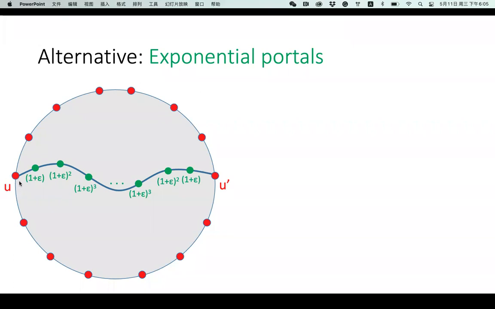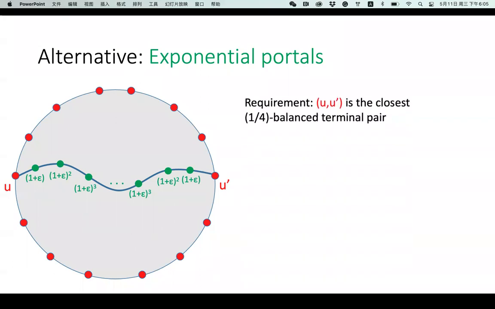from U, and all vertices that are at distance 1 plus epsilon, 1 plus epsilon squared, 1 plus epsilon cubed from U prime. Okay, so we let the set of portals be the union of all these vertices. Basically, in the middle range of the path, the portals are sparse, and close to the endpoints, the portals are dense.